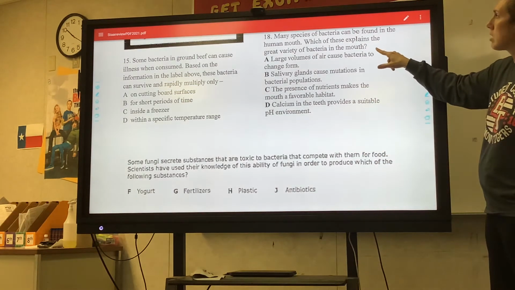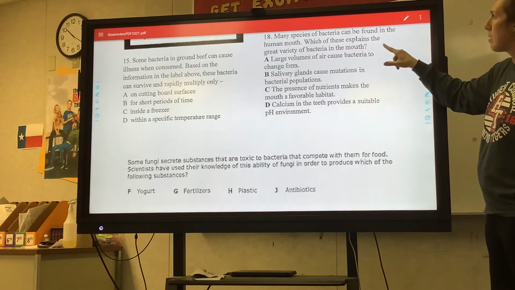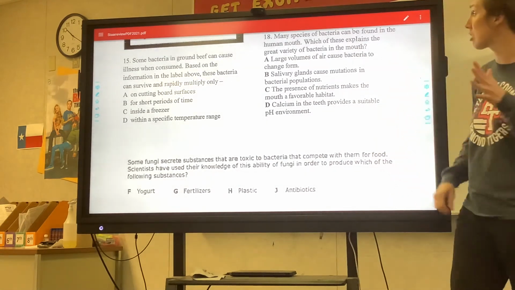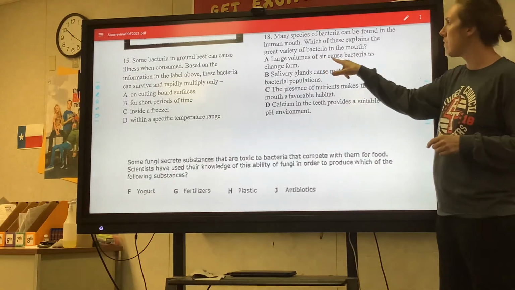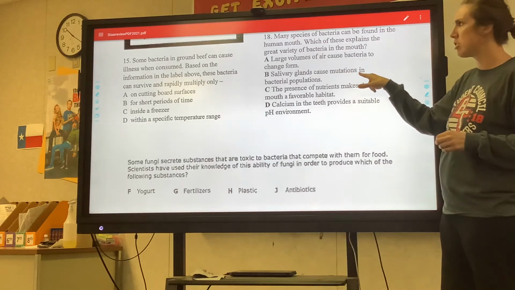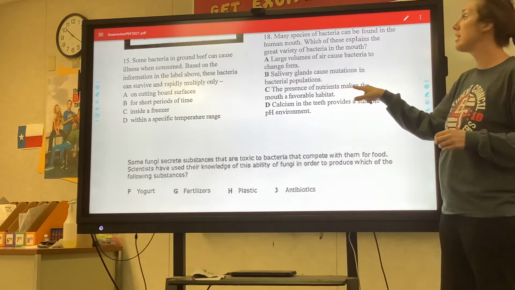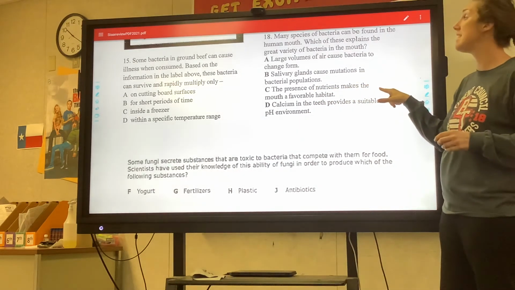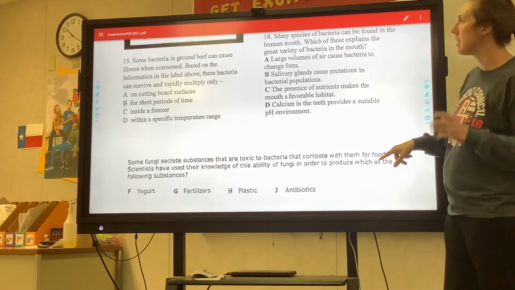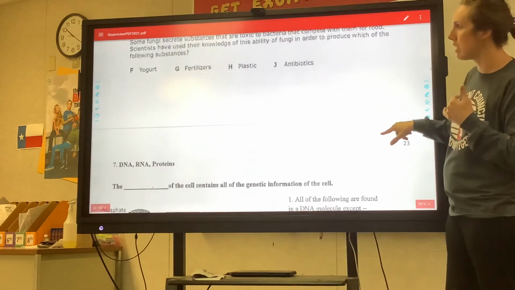Which of these explains why there's a great variety of bacteria in the mouth? It's because you got a bunch of food in your mouth that they can eat, especially sugary stuff. So ready? Large volumes of air cause bacteria to change? No. Salivary gland cause mutations? No. The presence of nutrients makes it a favorable place. C. Calcium in the teeth provides suitable pH environment? Nope. It's all of the stuff just stuck between your teeth. Last one.